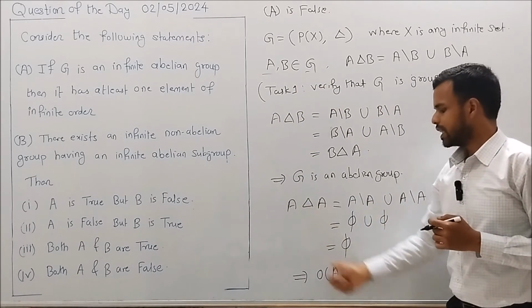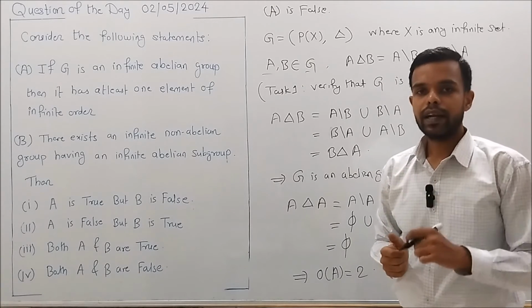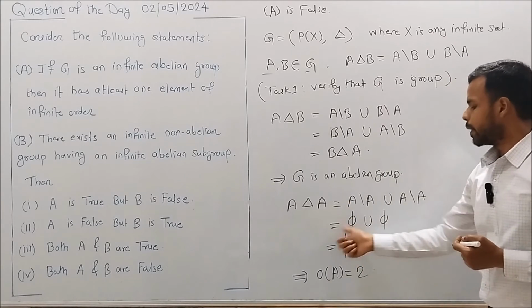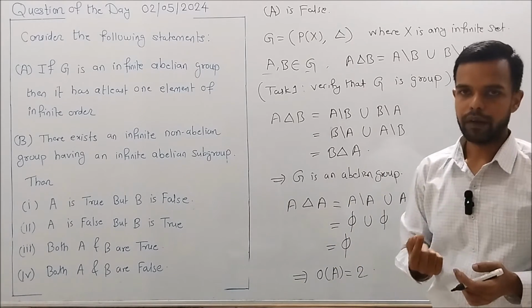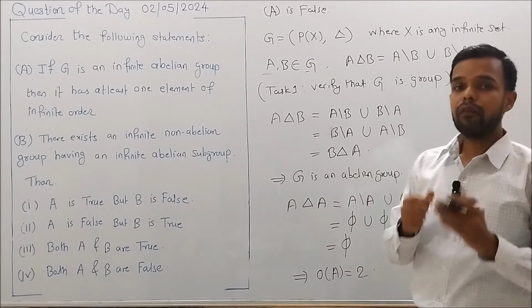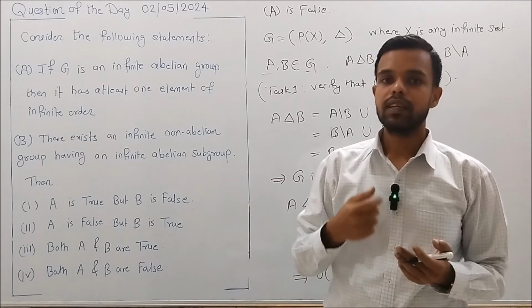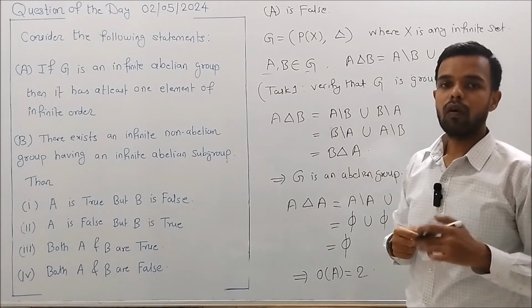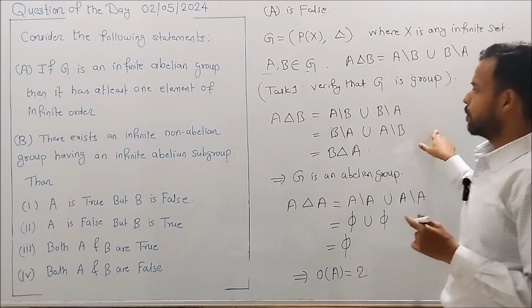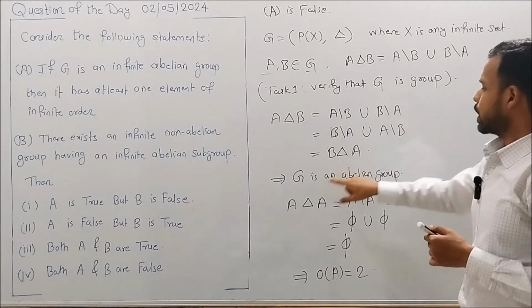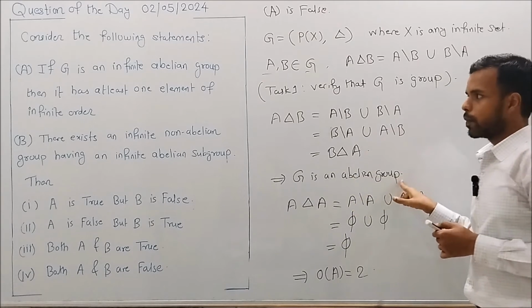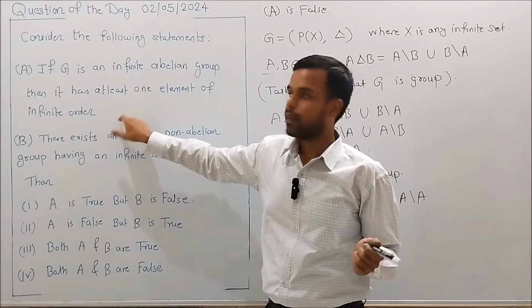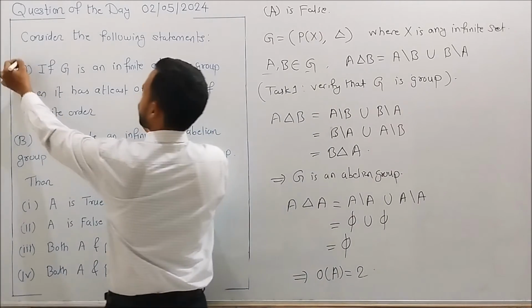So from here we see that every non-identity element of G has order 2, and the identity element, which is nothing but phi, has order 1. So every element of G is of finite order. So there does not exist an element of infinite order. Here we found an example of an infinite abelian group which does not have an element of infinite order. So statement A is a false statement.